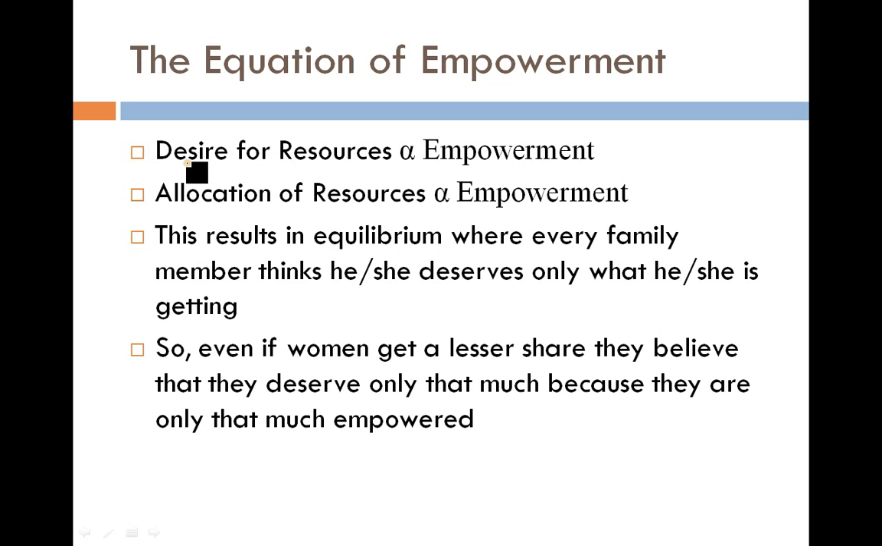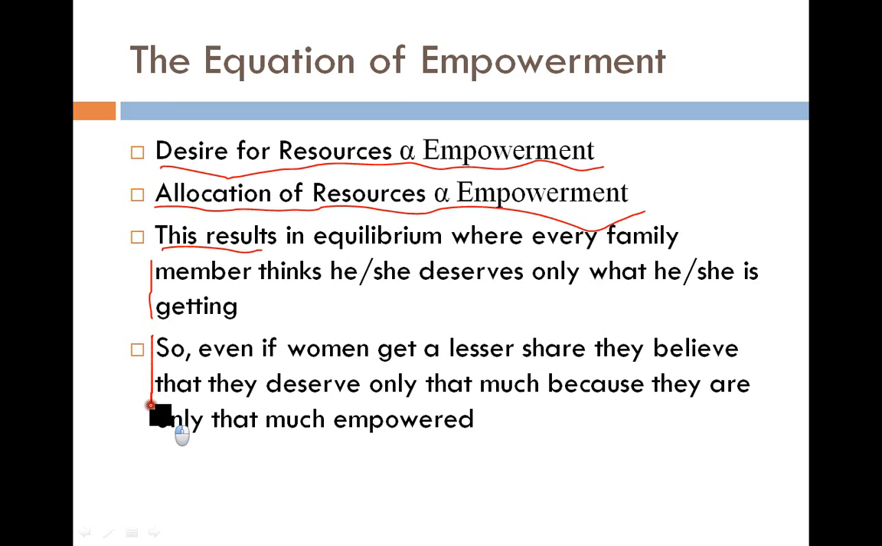Now what is the equation for empowerment? The desire for resources of any family member is directly proportional to empowerment. Allocation of resources by the family is also directly proportional to the empowerment. Now this results in an equilibrium where every family member thinks he/she deserves only what he/she is getting. So even if women get a lesser share, they believe that they deserve only that much because they are only that much empowered.